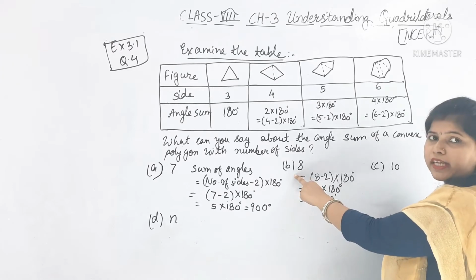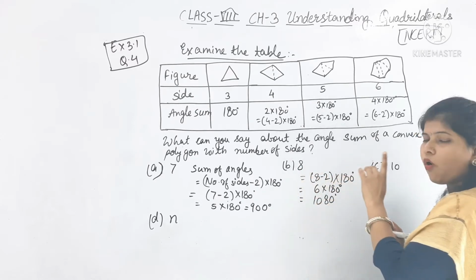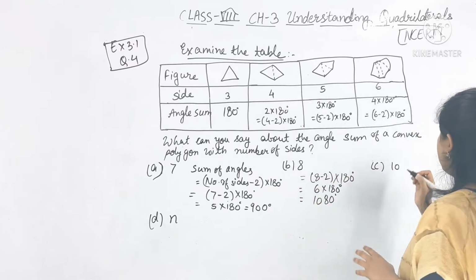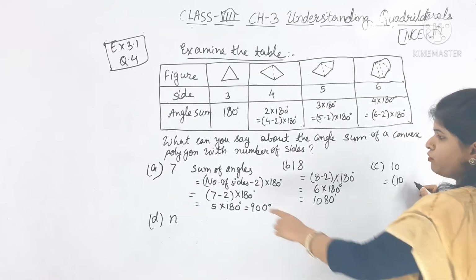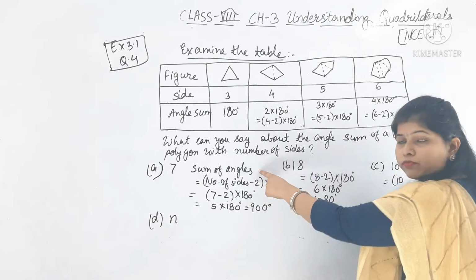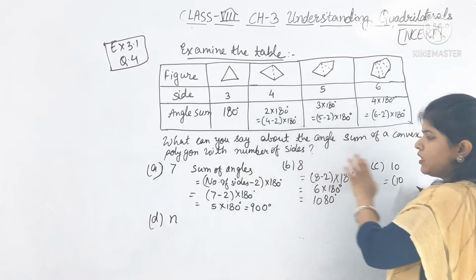Okay, for 8 sides, that is an octagon. Okay, for 10 sides, that is a decagon. You should remember this formula, and you have to write it in each question.